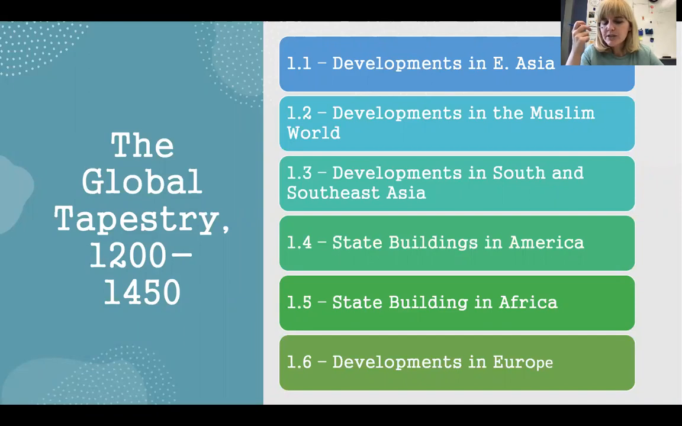Now, the Global Tapestry is actually broken up into six different topics. They're not that difficult, though. Each topic tends to have only a few little informational bullet points, okay? And each topic is also broken into geographical regions. So what I'm going to do is go through each topic, and I'm going to give you exactly the historical developments that you need to know.